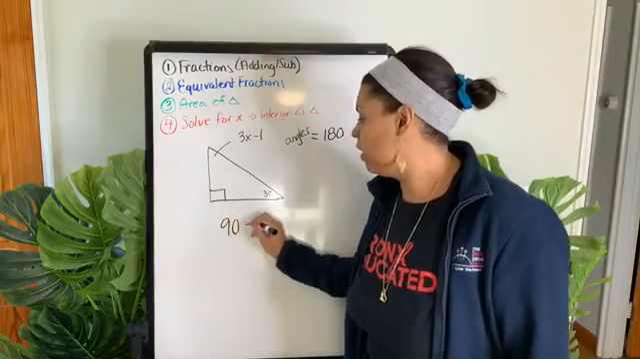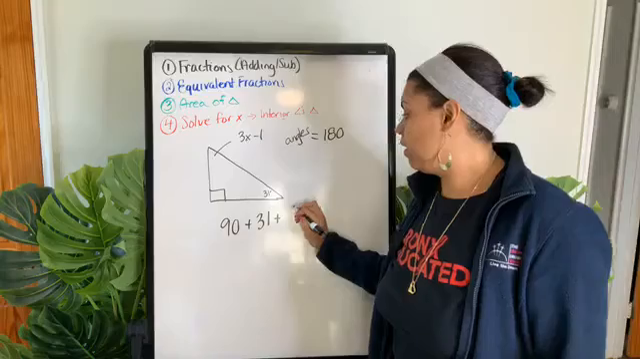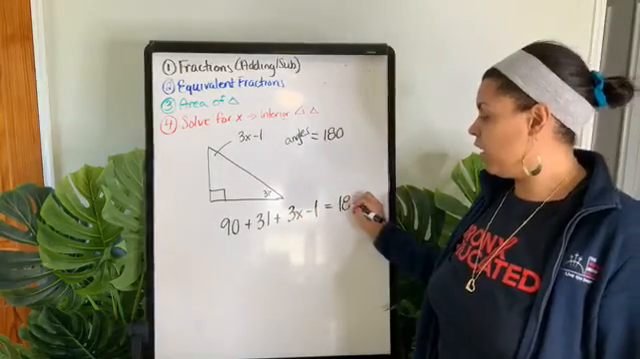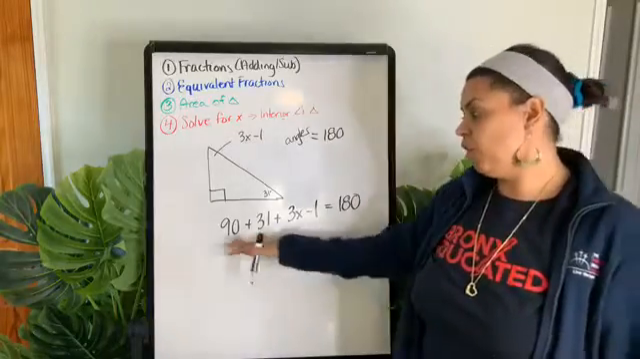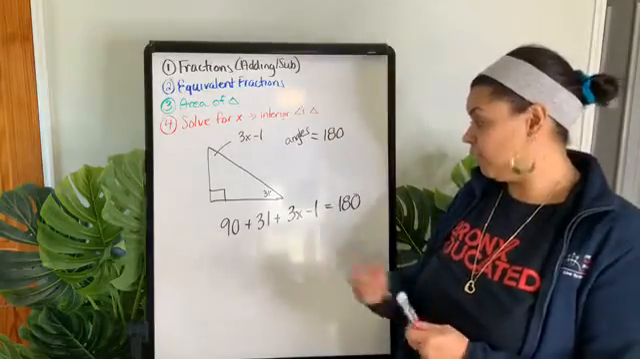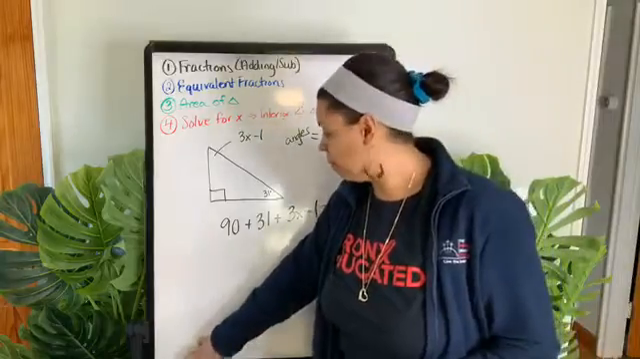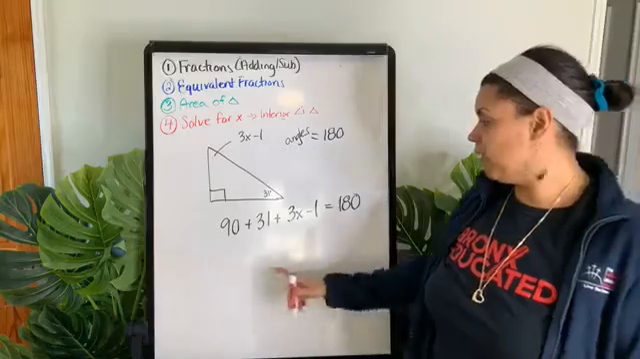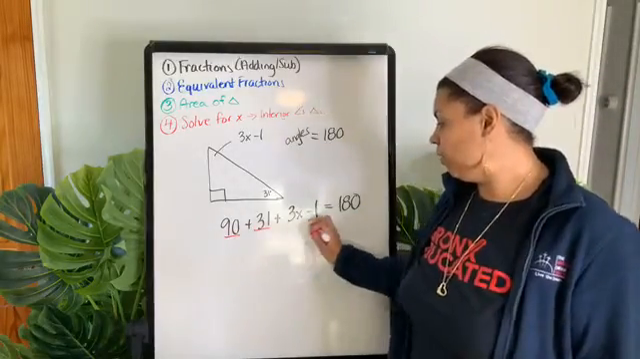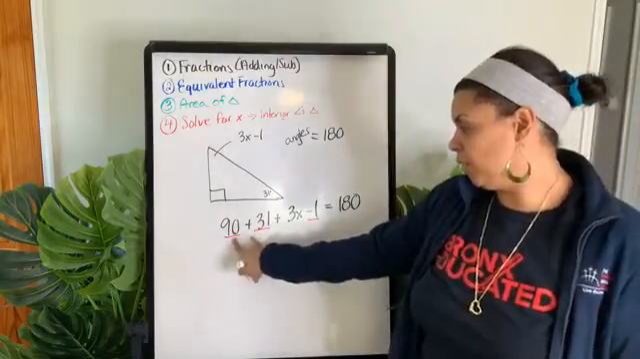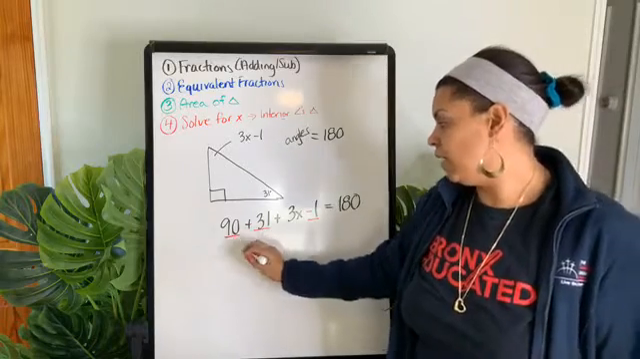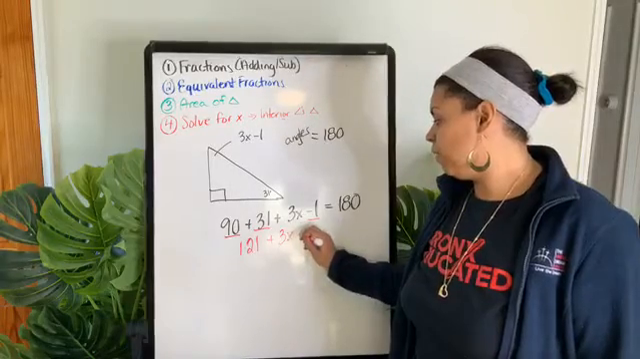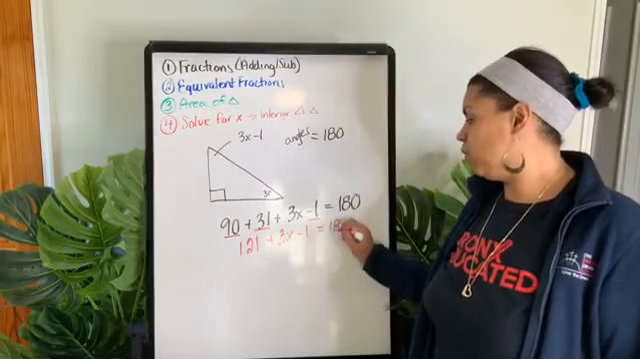We have 90 plus 31 plus 3x minus 1 equals 180. And we're going to start looking for some like terms. This seems very complicated. We want to simplify it some. All right, things I can put together. I have some whole numbers, so I can combine those terms. I'm going to combine these two first and get 121 plus 3x minus 1 equals 180.